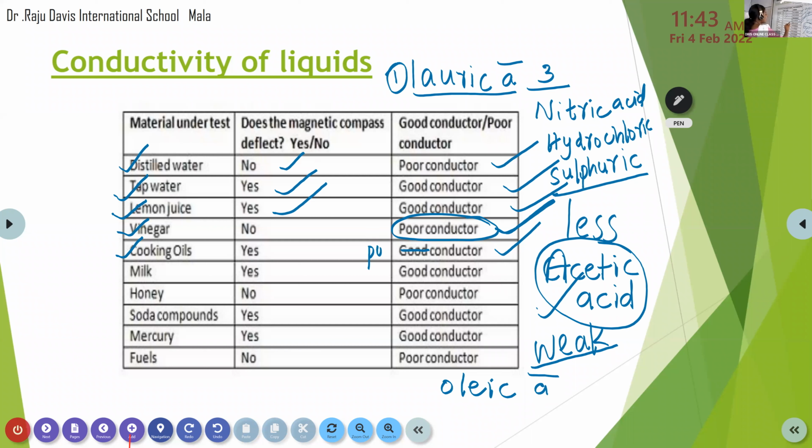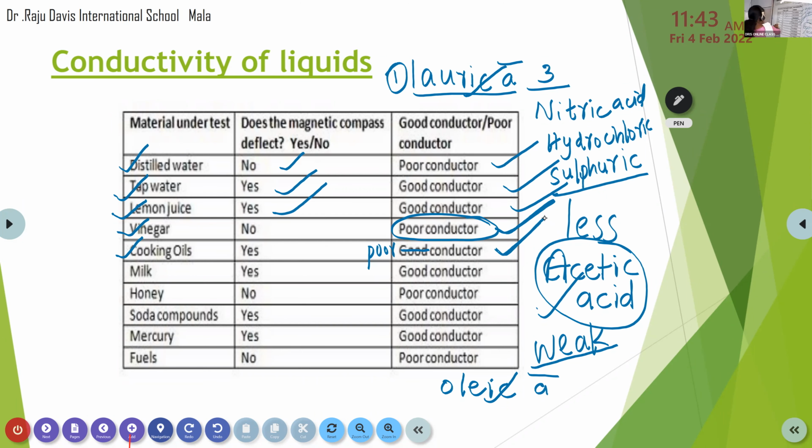Why is it a poor conductor? It contains some acid, but it is a poor conductor. Why? Because it does not have that much strength, because it's a weak acid. This oleic acid and this lauric acid, these are all weak acids. Cooking oil conducts electricity, but the conductivity is less. That's why we call this cooking oil a poor conductor.